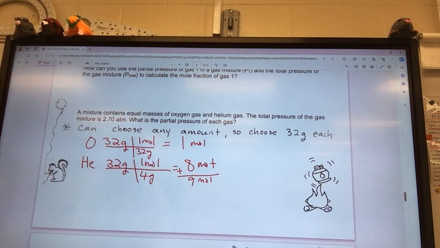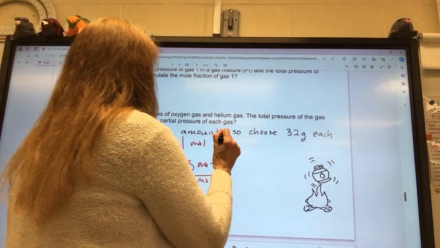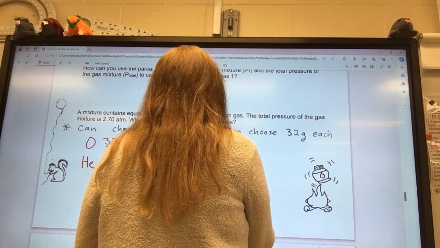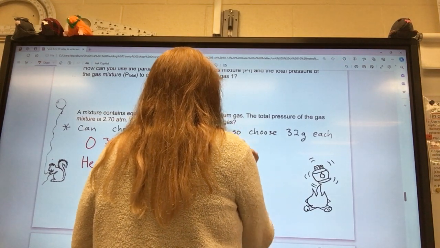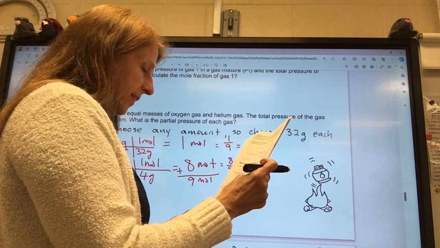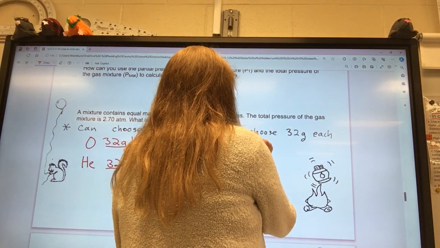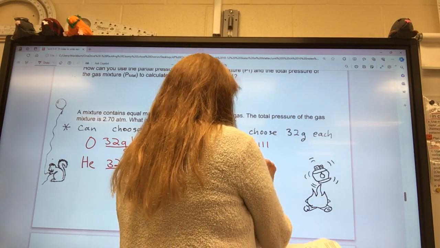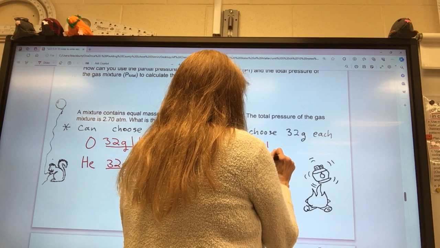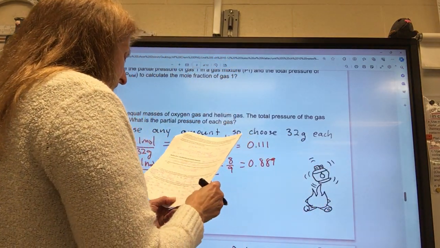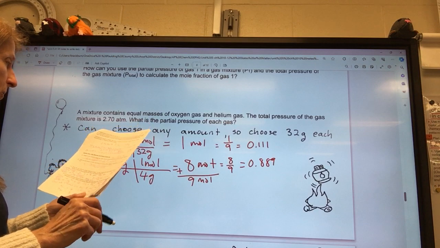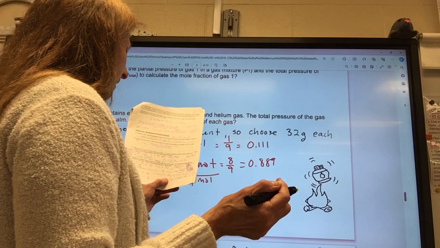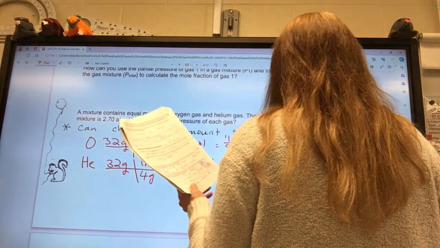Everybody followed that? So now I want the fraction. My oxygen, I've got 1 out of 9. And for my helium, I've got 8 out of 9. And that equals 0.111, and this one equals 0.889. So now I can multiply my mole fractions times my atmospheres, and I can get the partial pressure of each gas.